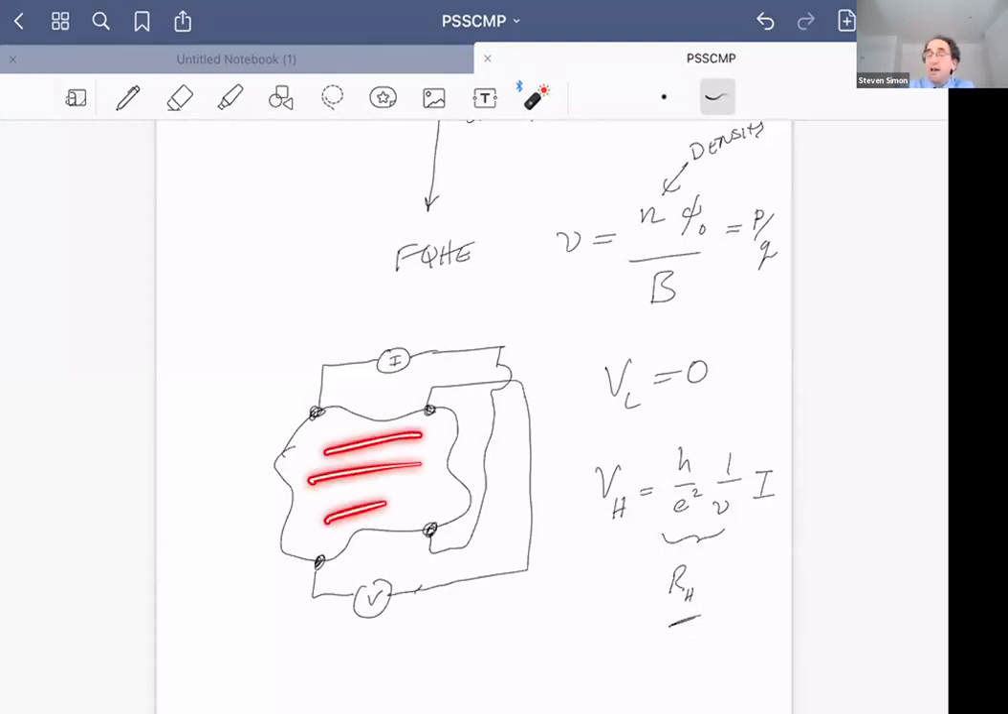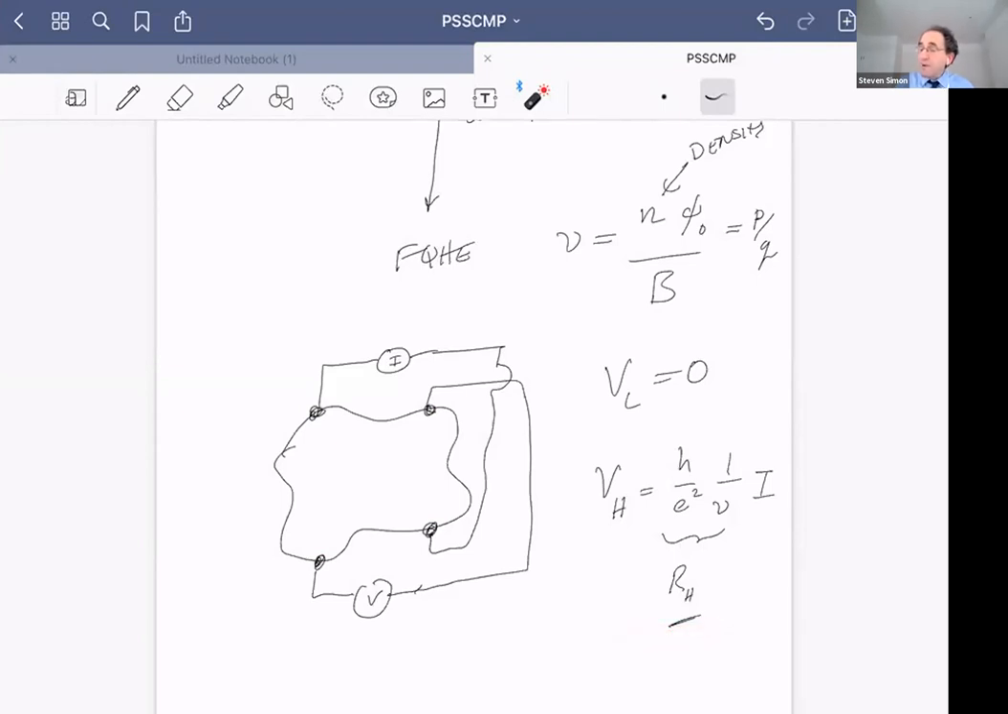You compare this to measuring the conductance of a chunk of copper or a chunk of aluminum. When you measure the conductance of a chunk of copper, it matters entirely where you put the contacts, what voltage you get out. So this is kind of an interesting effect.